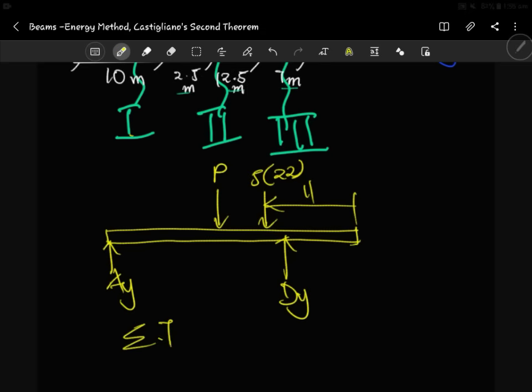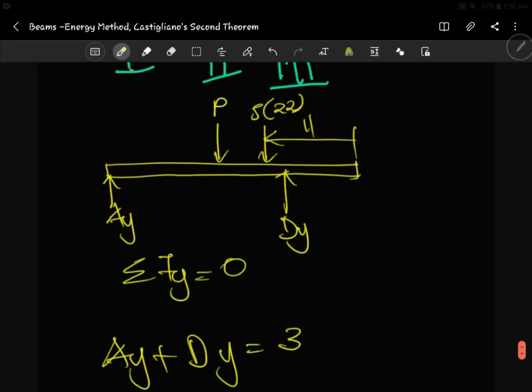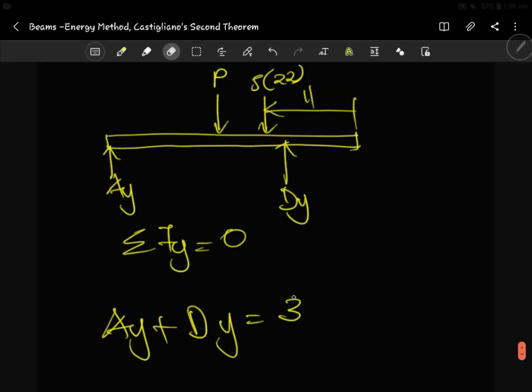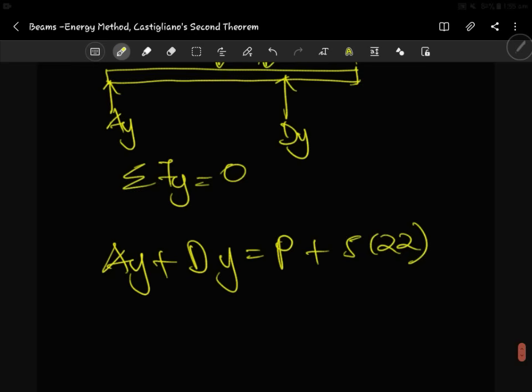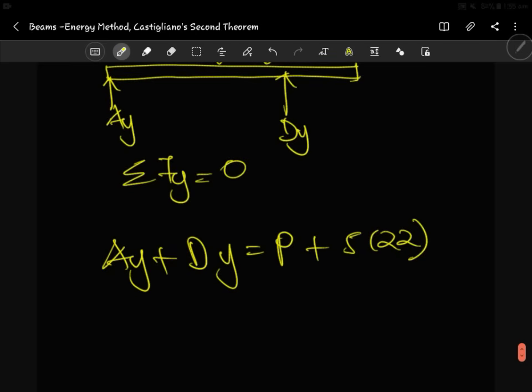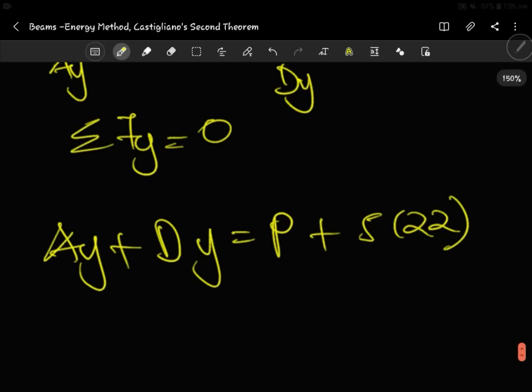Sum of the forces in the y direction should be 0, and as such we get AY plus DY, right? These are the upper ones. We go to the downward ones, which is P, plus this 5 times 22, because we've changed that one to a point load. Now this is what we have. We can't find these unless we have another equation, 2 unknowns, so we need another equation. What's the next equation we need? Let's see.